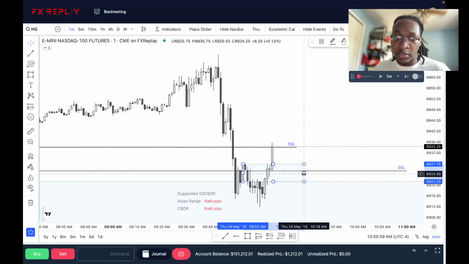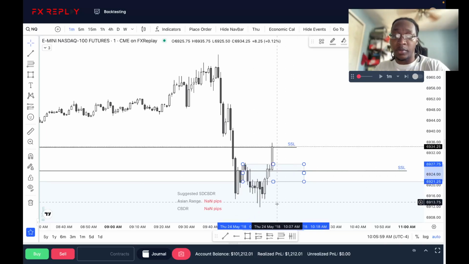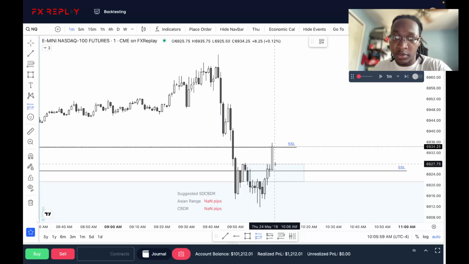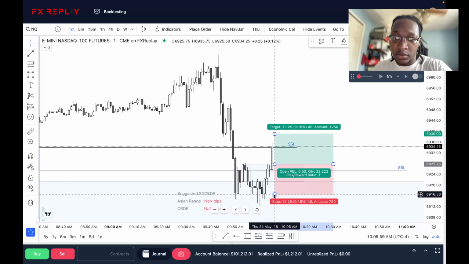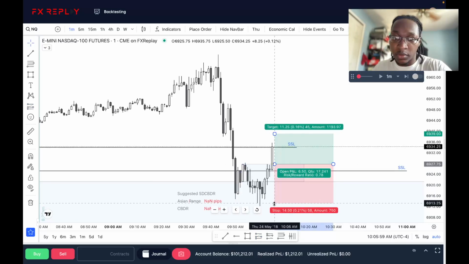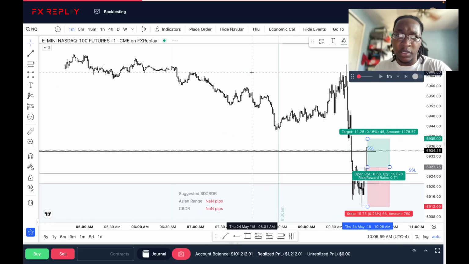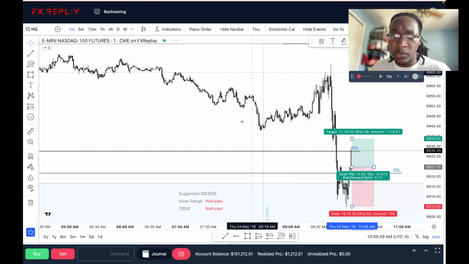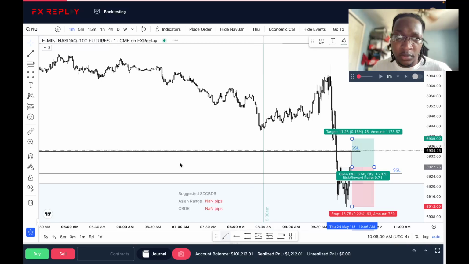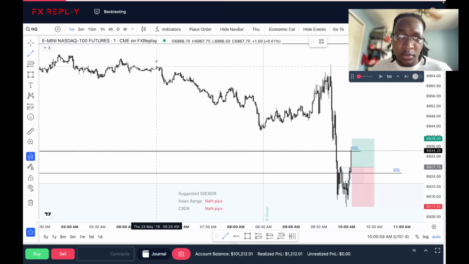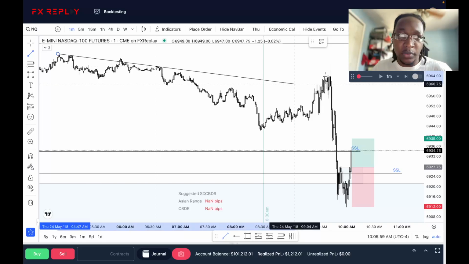So we can look at this breaker block here as a potential entry. Entering here, stops below the low here. We'll just go the full low because that gives us enough room. And we have gaps, highs, gaps, and ultimately relative equal highs up here that we can target. Check that out. Let's just go trend line right here, boom.